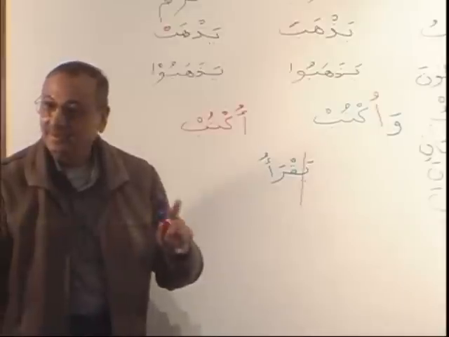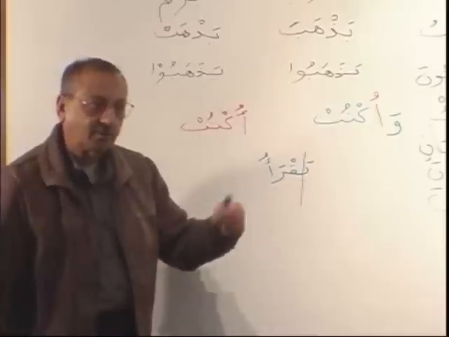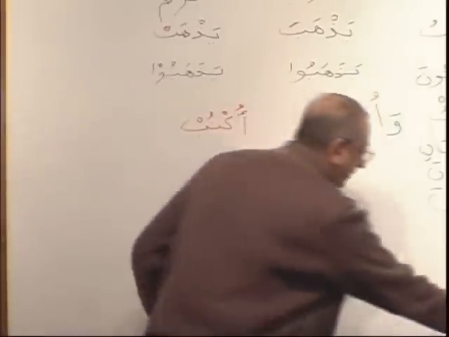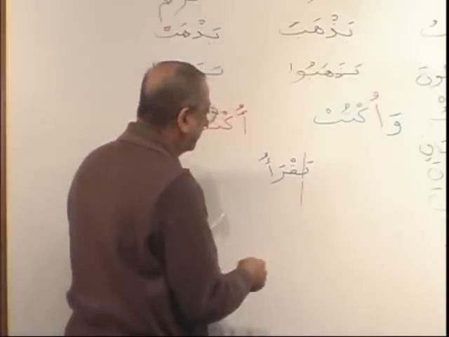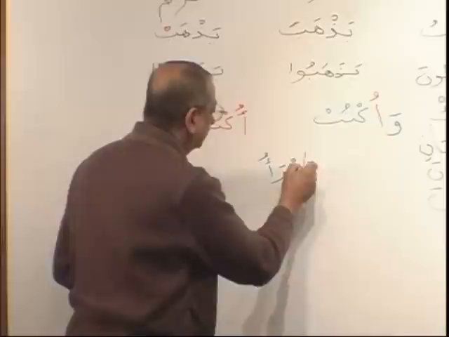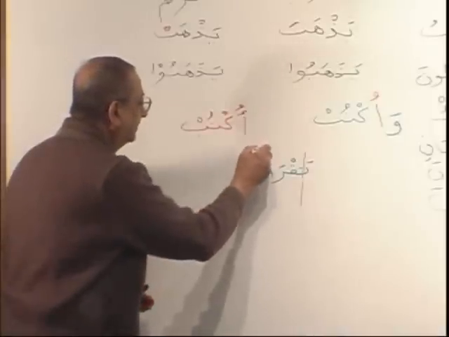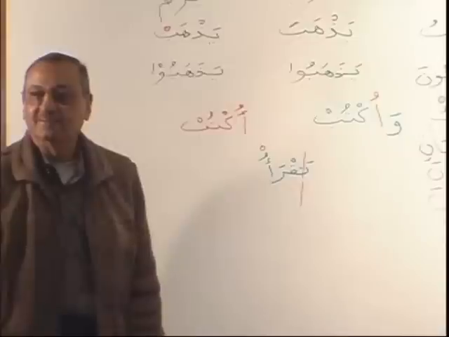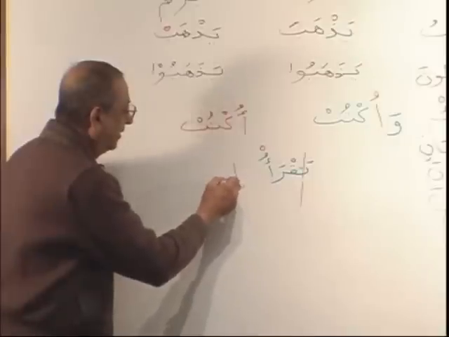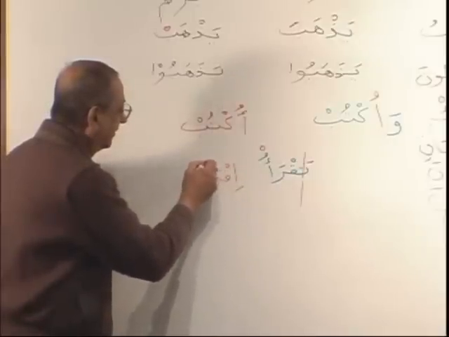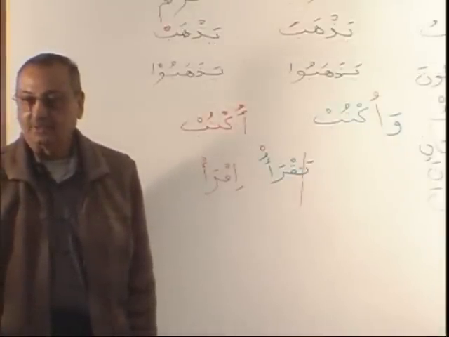Before I do that, what do I have to do? Alamat mudari has to go away. I should have written takra'u, because it is from takra'u that we make iqra. Maybe I should change it now. Takra'u. And also at the same time, brothers and sisters, what do I give here, brother? Sukun. So what is now my verb? Iqra. Are you with me, brother and sister?